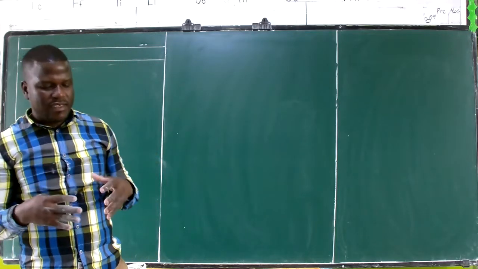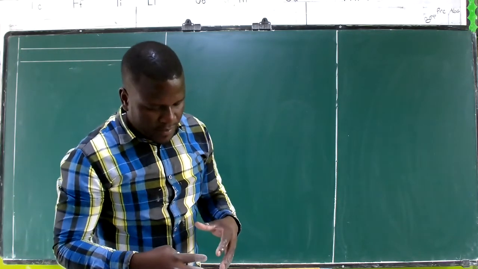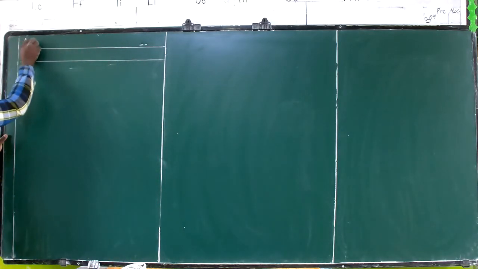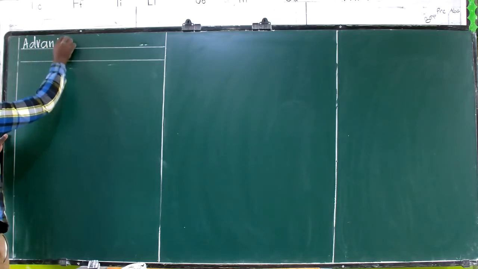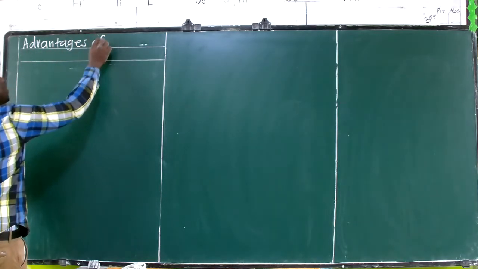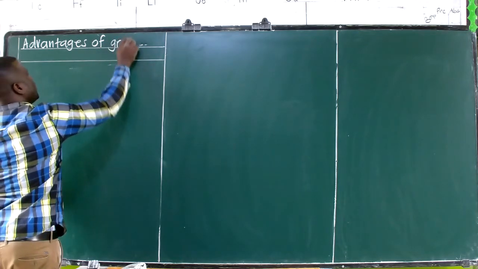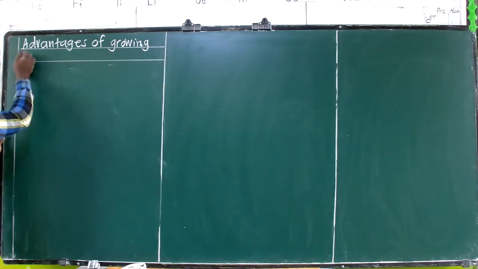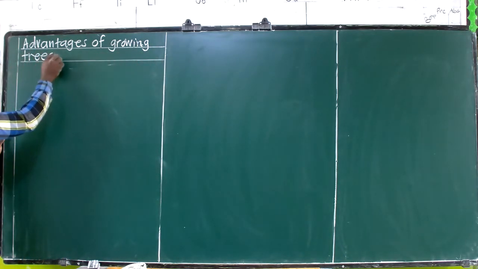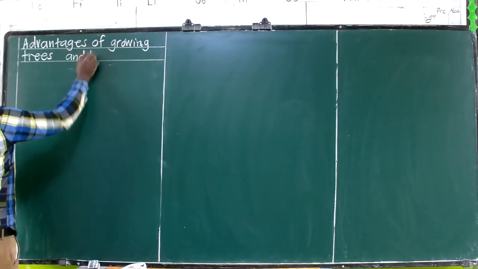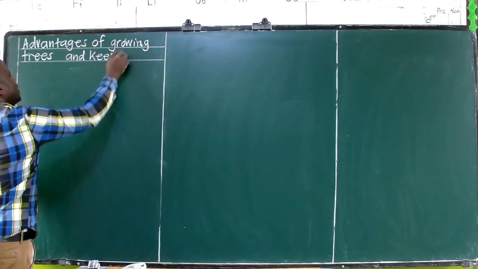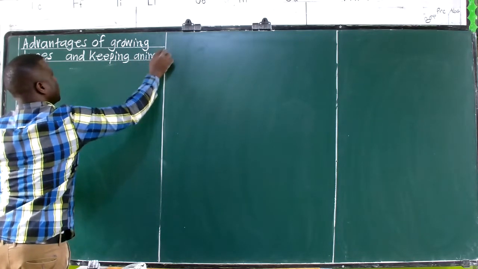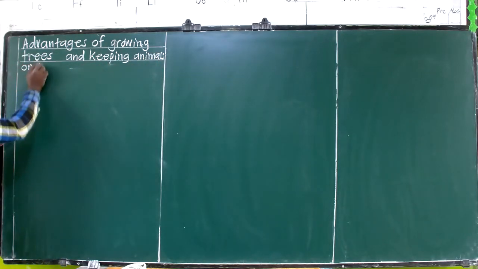Now, what are the advantages of growing trees and keeping animals on the same piece of land?